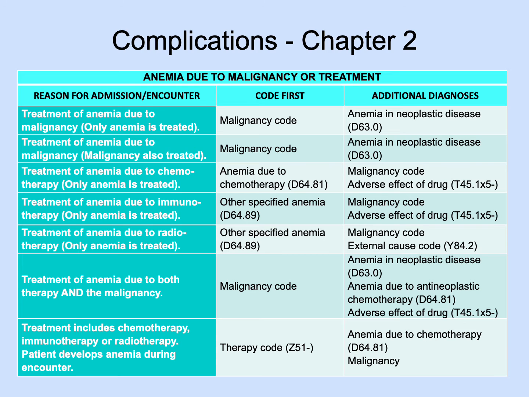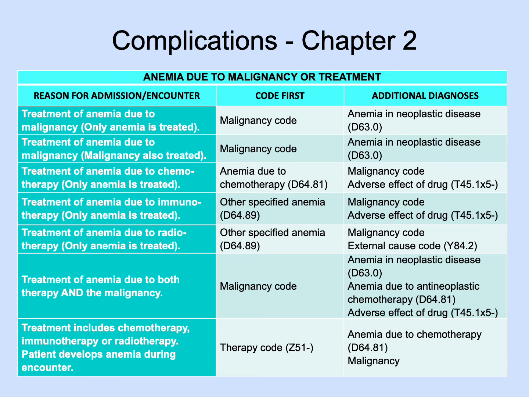It all depends on why the patient is being seen. If the patient is being seen for treatment of anemia due to the malignancy, and only the anemia is being treated, code first the malignancy code, and then anemia in neoplastic disease, D63.0. If the treatment of anemia due to the malignancy and the malignancy is also being treated, same thing, malignancy code first, and then anemia in neoplastic disease.